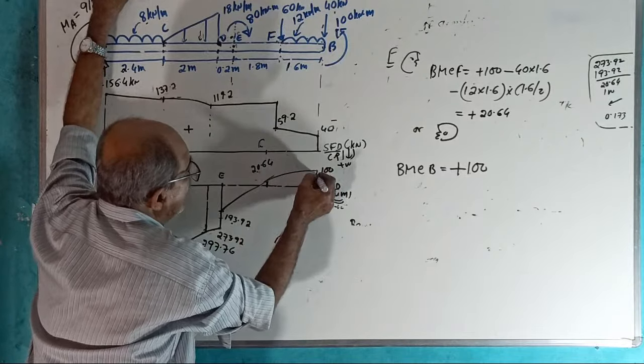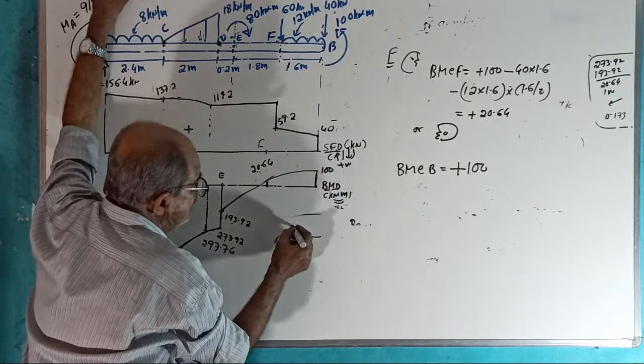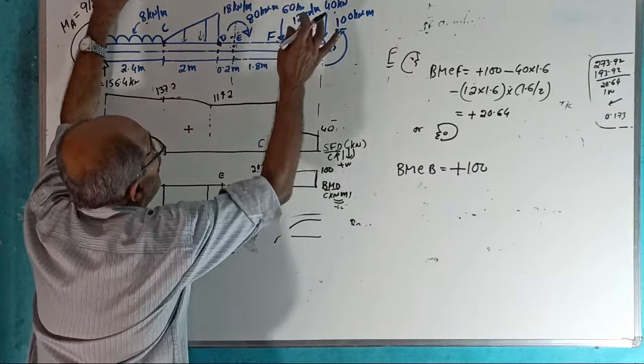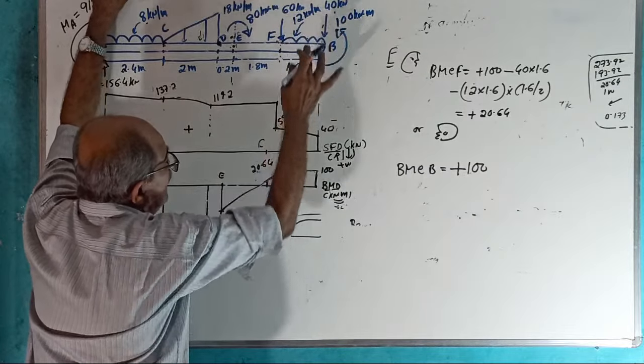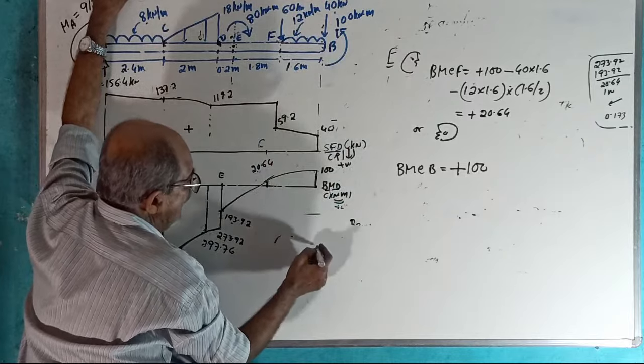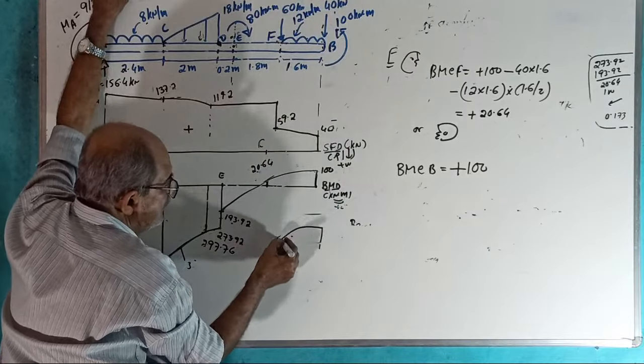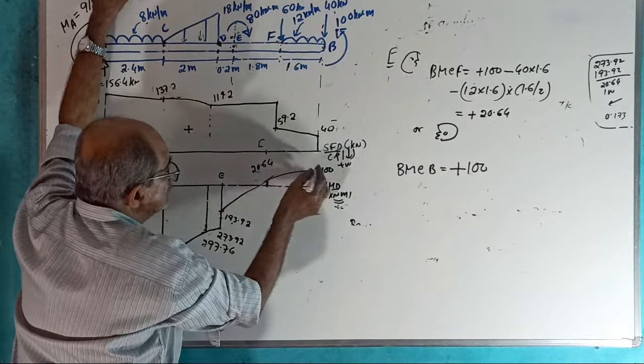Little slope is there. It is not flat this way. Suppose this point load is not there, shear force is 0, then it will come like this. Now, little slope is there.